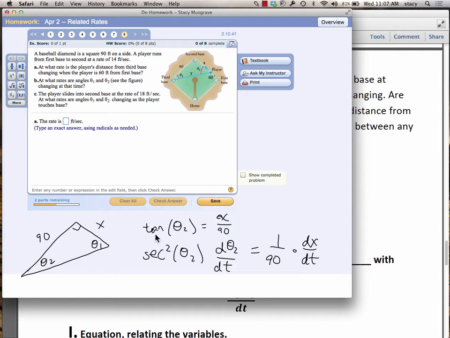Right, because you need to have a theta value to plug in for secant squared, right? So we're trying to find this value. This is the value we're trying to solve for. They give us dx/dt in the setup of the problem, right? So we just need to know this value when the player slides into second base. So x is 0.